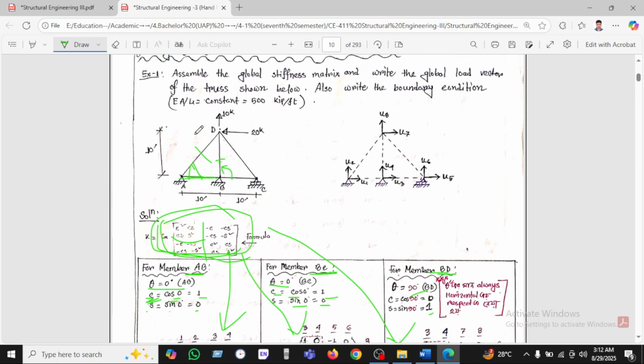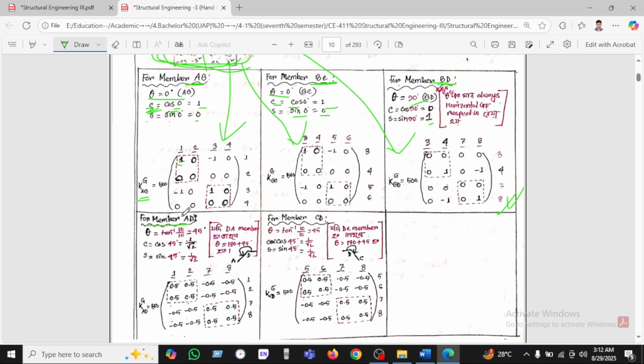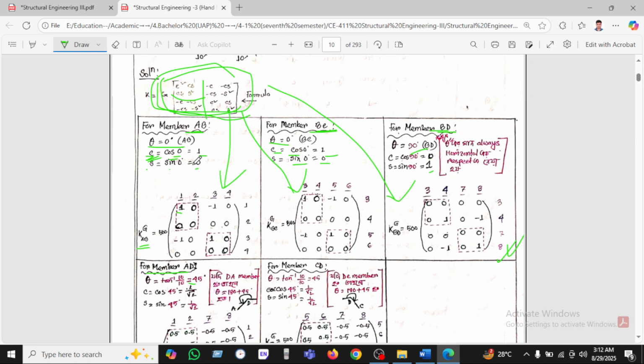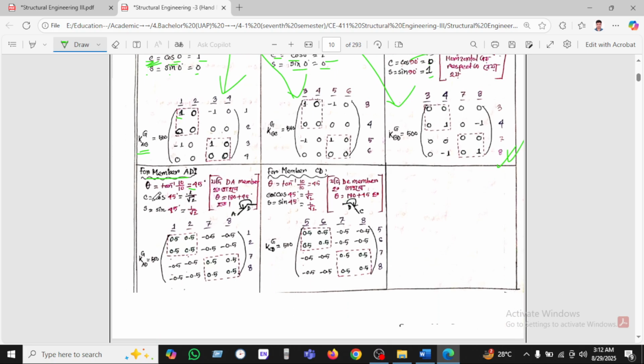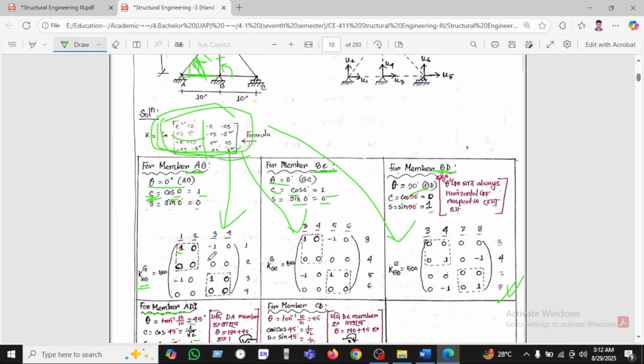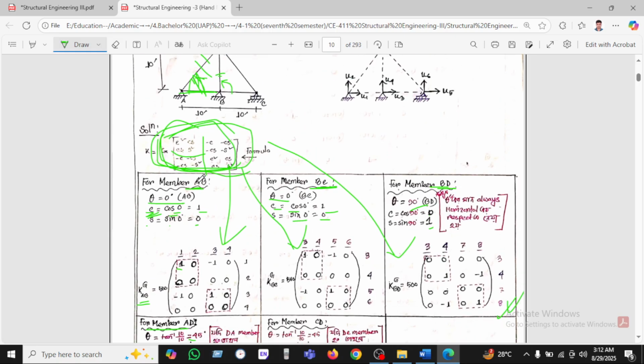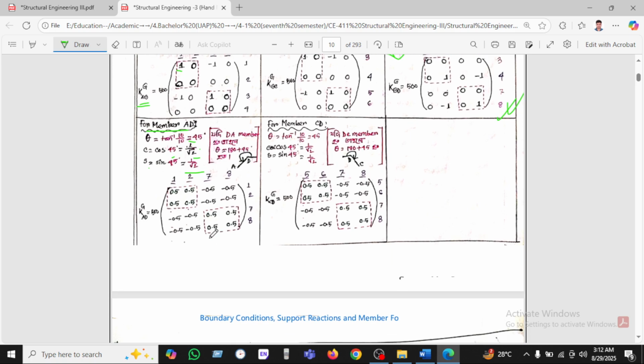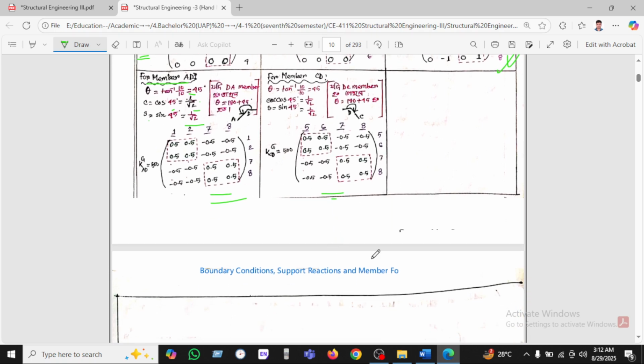And similarly AD, where is the AD? This is the AD member. So theta will be tan inverse 10 by 10, which is 45 degrees. So this is 45 degrees from horizontal. So cos 45 equals 1 by root 2 and sin 45 equals 1 by root 2. That means half, so 0.5, 0.5, 0.5, 0.5. We just use this formula, C square, CS, S square, and find these values.